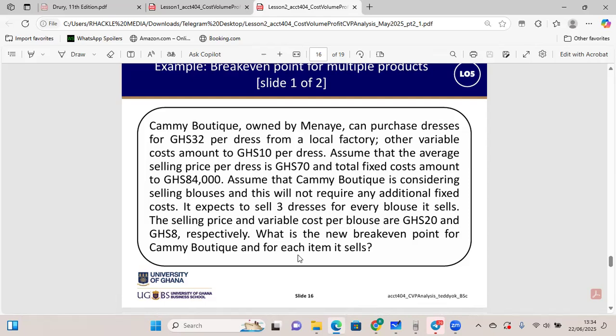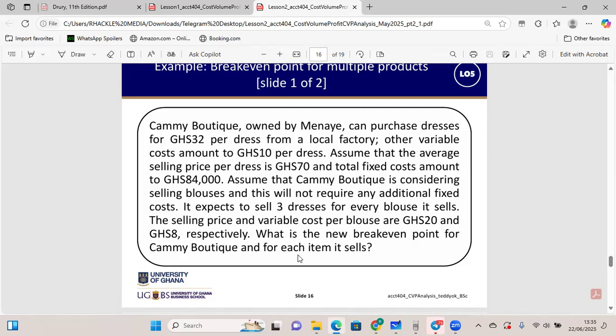All right, so this is the question we are having here. The same Kami's boutique owned by Menaye can purchase dresses for 32 Ghana cedi per dress, as we know already. Other variable cost is 10, as we know already. Assume that the average selling price per dress is 70 and total fixed cost is 84,000. Assume Kami's boutique is considering selling blouses and this will not require any additional fixed cost.